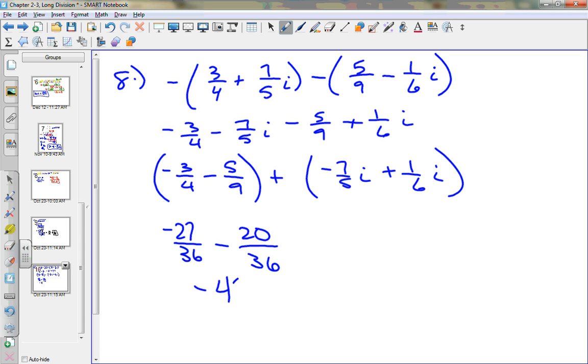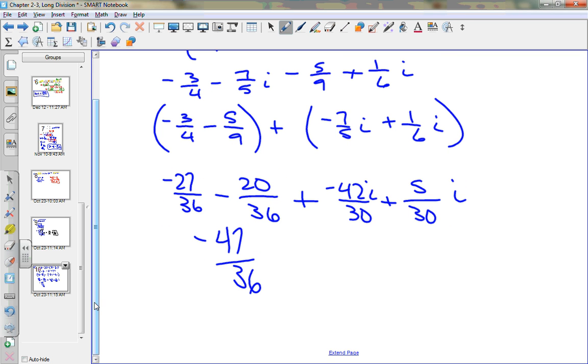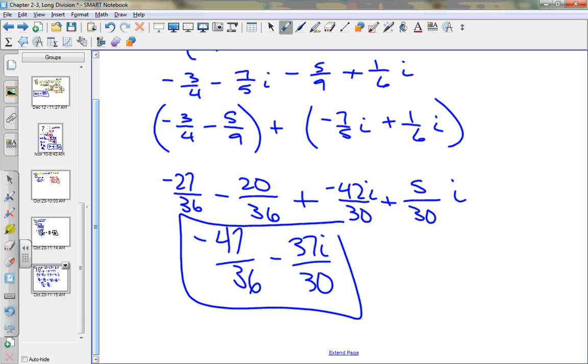So this is negative 47 over 36. That is just this part. Now I need to add over here a common denominator between 5 and 6 is 30. So this i is on each one of them. 5 times 6 gives you 30. So 7 times 6 gives you negative 42. 6 times 5, so 5 times 1 is 5. What's negative 42 plus 5? Negative 37i.